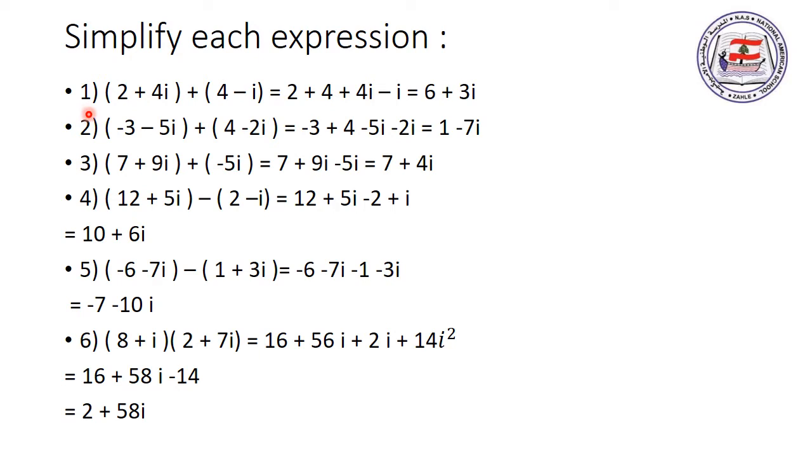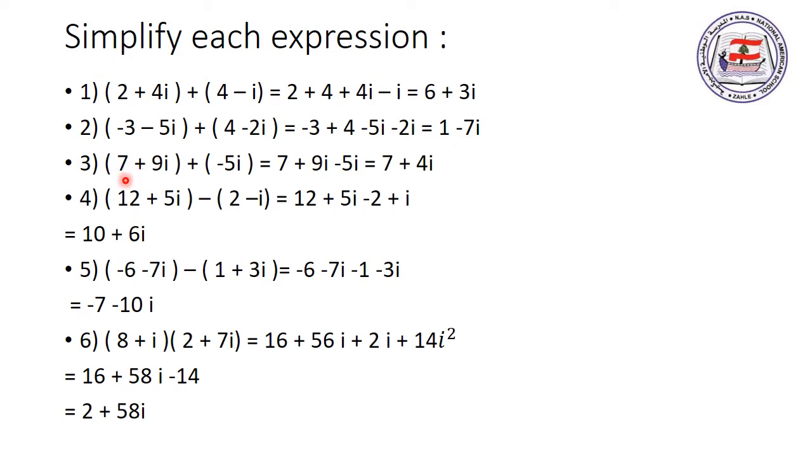Simplify each expression. Example 1, 2 plus 4i plus 4 minus i. To add two complex numbers, we need to add the real part with the real part and the imaginary part with the imaginary part. So we get 6 plus 3i. In example 2, minus 3 minus 5i plus 4 minus 2i. We need to add the real part with the real part and the imaginary part with the imaginary part. So we get 1 minus 7i.